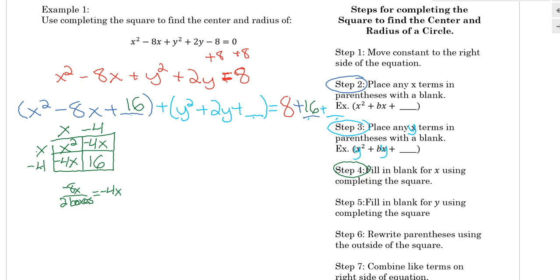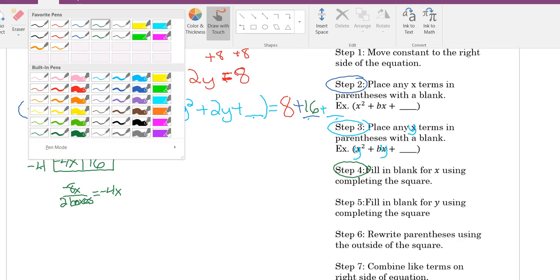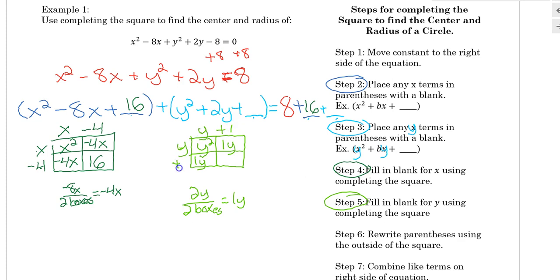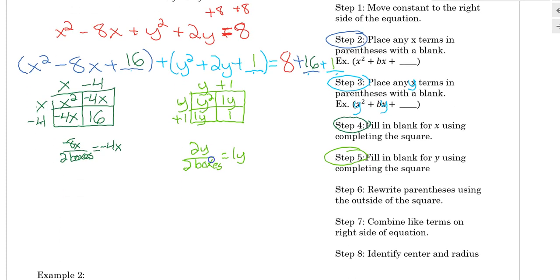Now, I have to do the same thing with my y's. So fill in the blank for y. I have y squared. I'm given a 2y divided by two boxes equals 1y. So 1y and 1y. Y squared is y times y. Y times positive 1, y times positive 1. 1 times 1 is 1. So 1 goes here and 1 goes here. Okay.